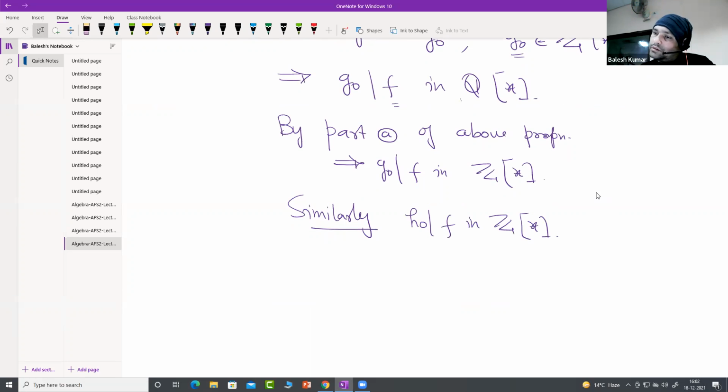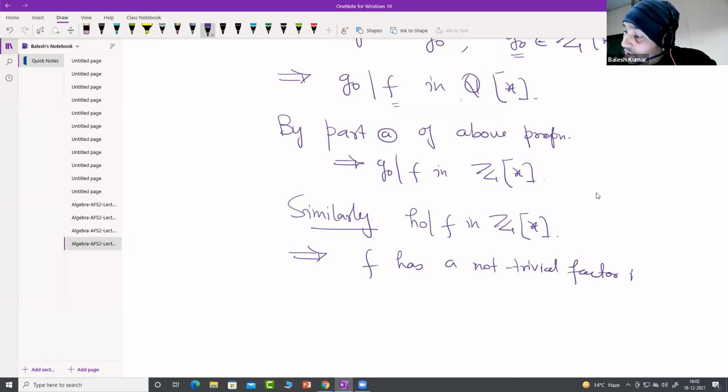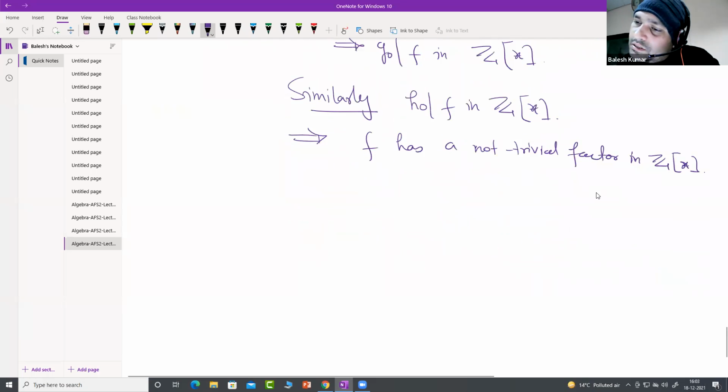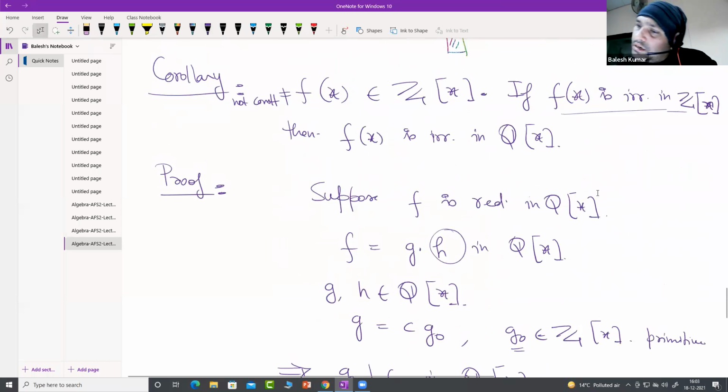So this implies that f has a non-trivial factor in Z[x], which is a contradiction to the fact that f is irreducible in Z[x]. Therefore, if you have a polynomial with integer coefficients which is irreducible, then it is still irreducible over the field of fractions, that is, in the polynomial ring Q[x].